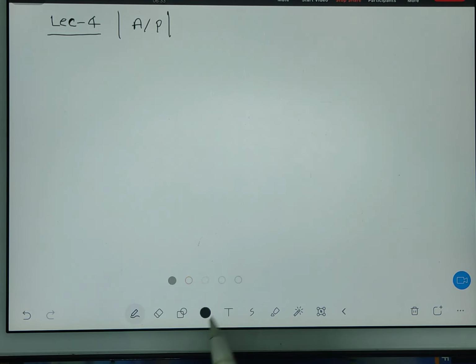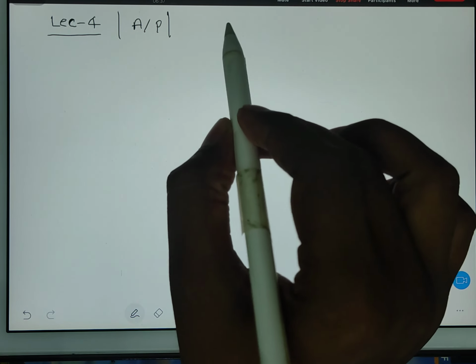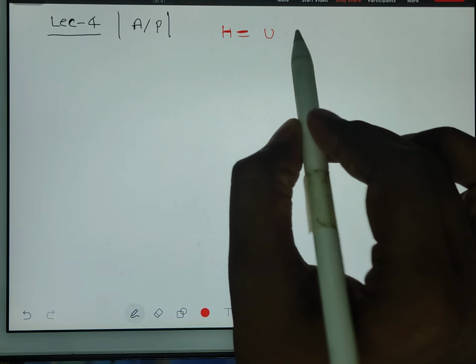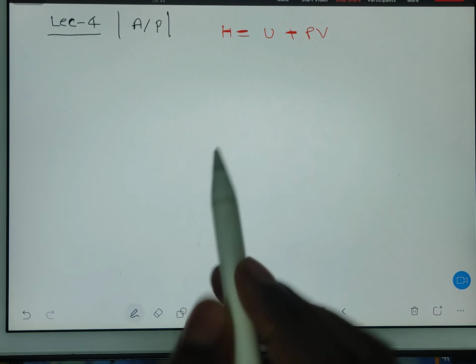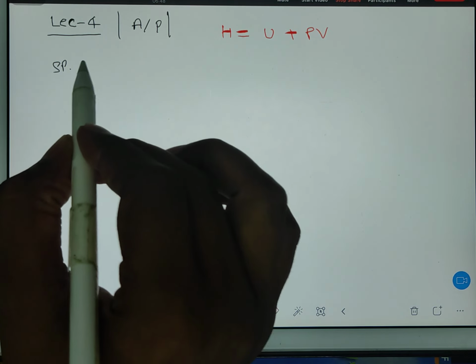This is our day 4 lecture, aircraft propulsion. In the last lecture we have seen the formula of enthalpy. It looks like capital H is equal to U plus PV, and we are going to discuss here specific enthalpy.